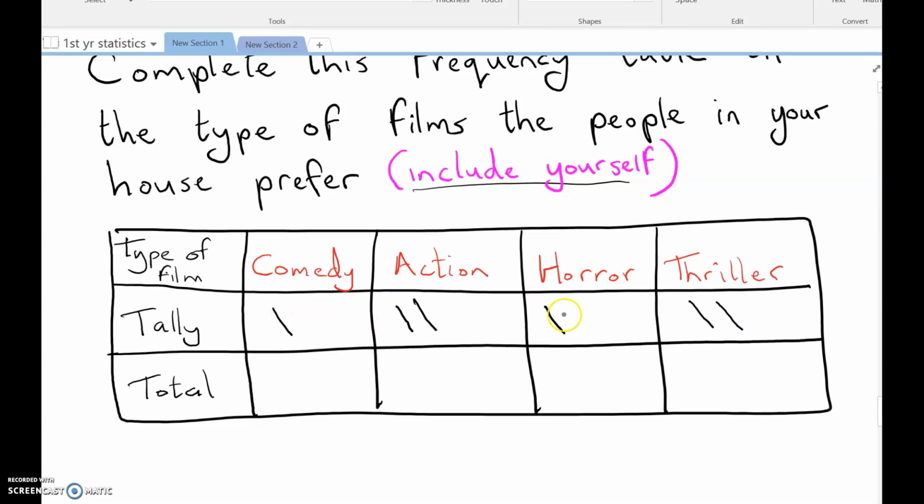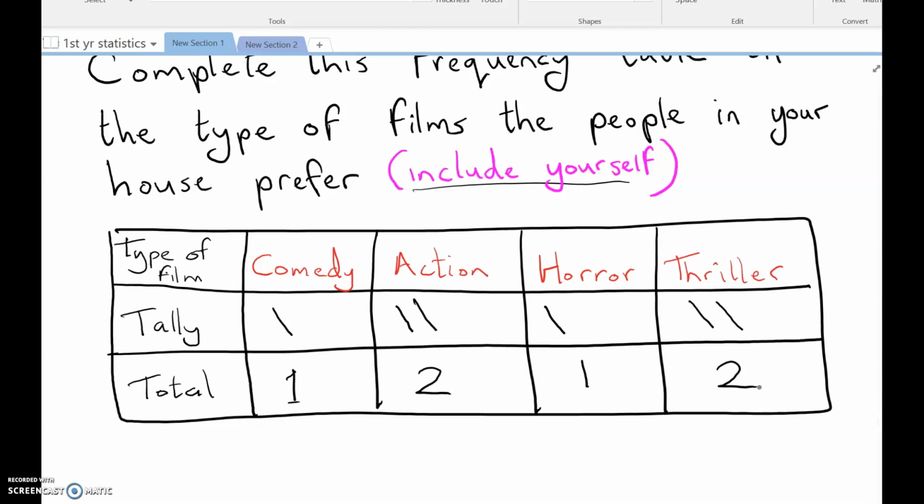So then I added up all of these. In comedy, how many people like comedy? Well, there's only one person that liked comedy. Action, how many people liked action? There's 2 people that liked action. Horror, how many people liked horror? 1 person. And thriller, how many people liked thriller? 2 people. So that was my frequency table done.